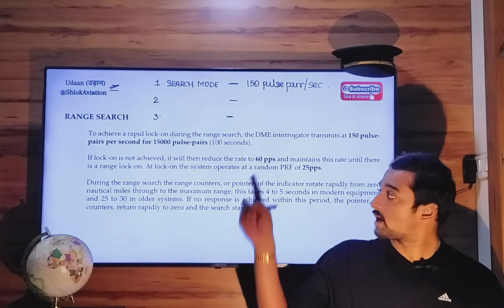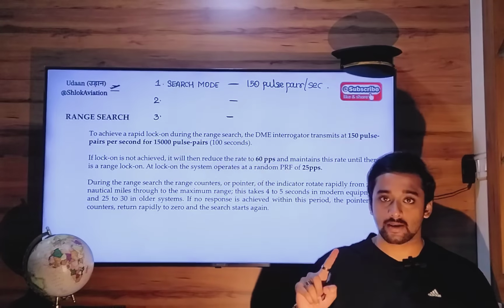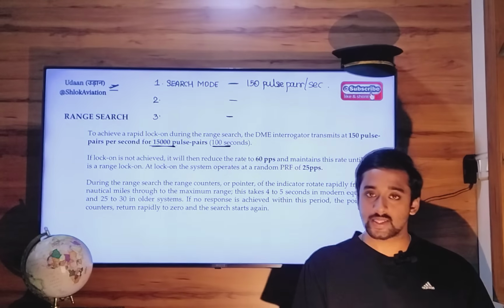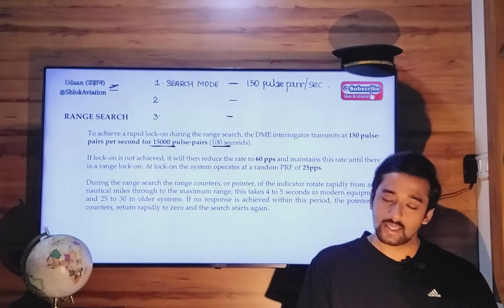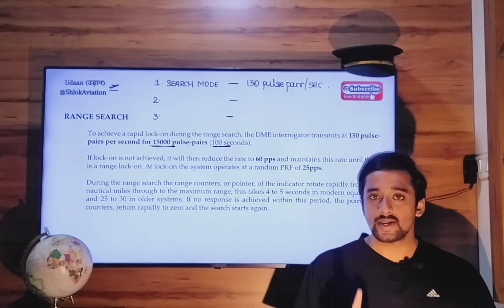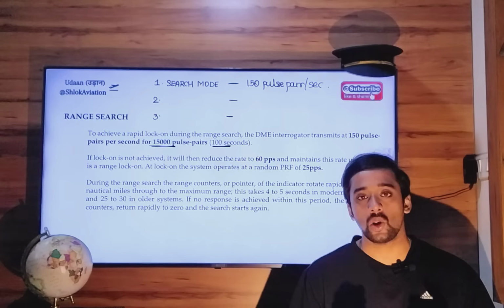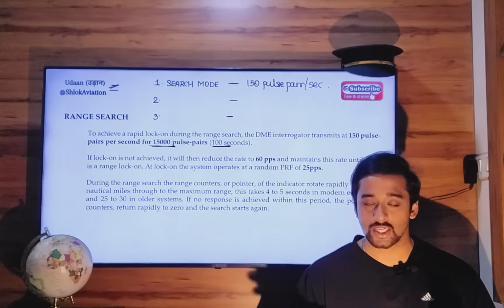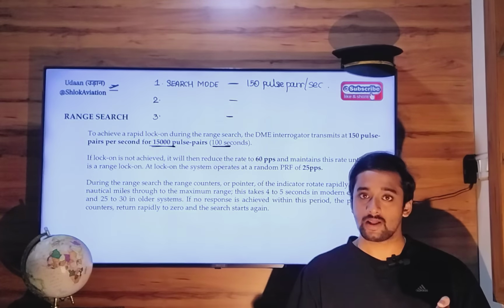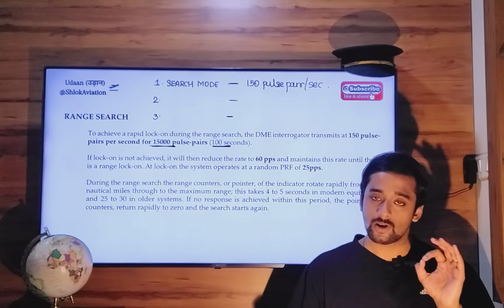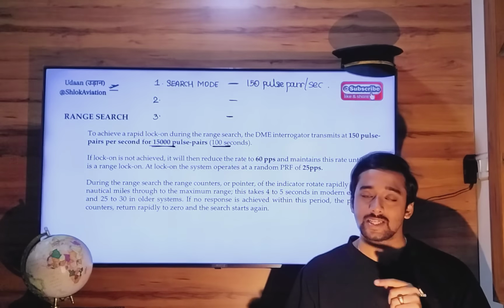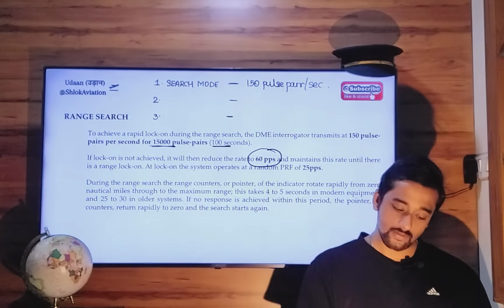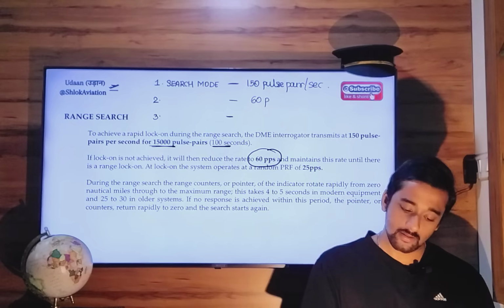The DME interrogator transmits 150 pulse per second for 100 seconds. That means in total 100 seconds it will have transmitted 15,000 pulse pairs. In this 100 seconds, if it is unable to achieve a lock on or have a successful connection between itself and the ground DME station, it will decrease the scan rate from 150 pulse pair per second to 60 pulse pair per second like given here.